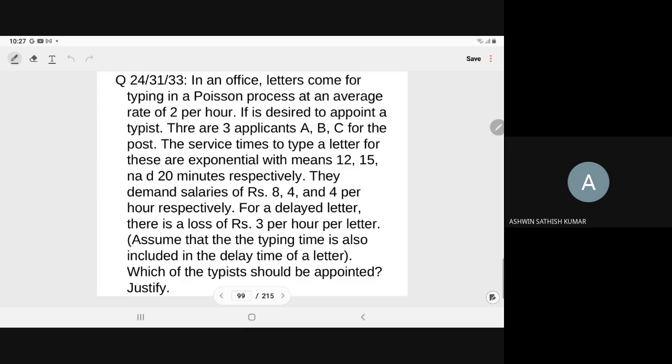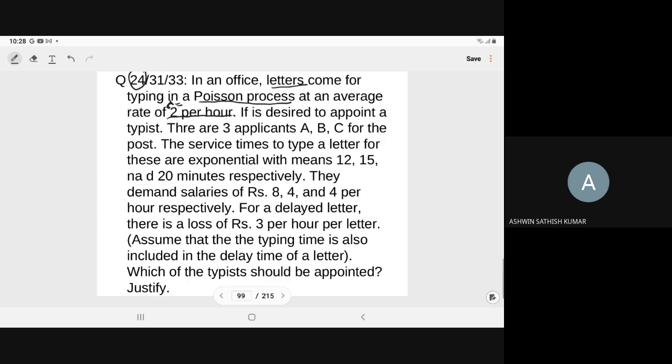Presently, I am doing question number 24, but questions number 31 and 33 are also of the same nature, so you practice questions 31 and 33. In an office, letters come for typing in a Poisson process. The arrival of the letters follows the Poisson process with average rate 2 per hour. So the arrival rate for letters for typing is 2 per hour, that is, lambda is equal to 2 per hour.